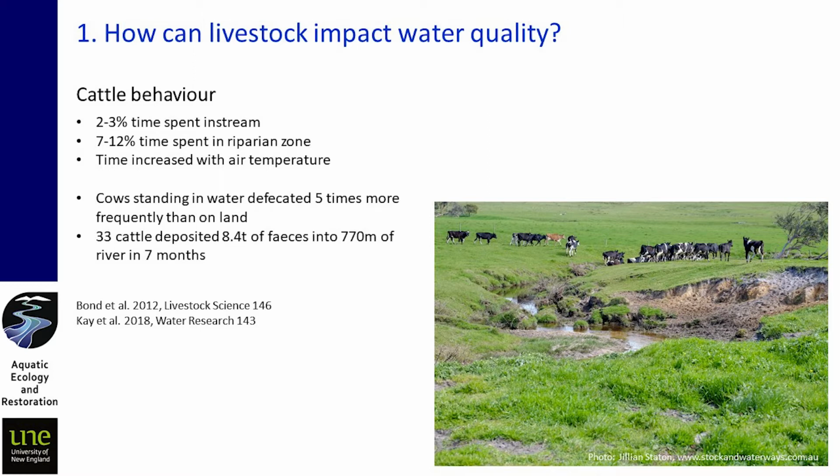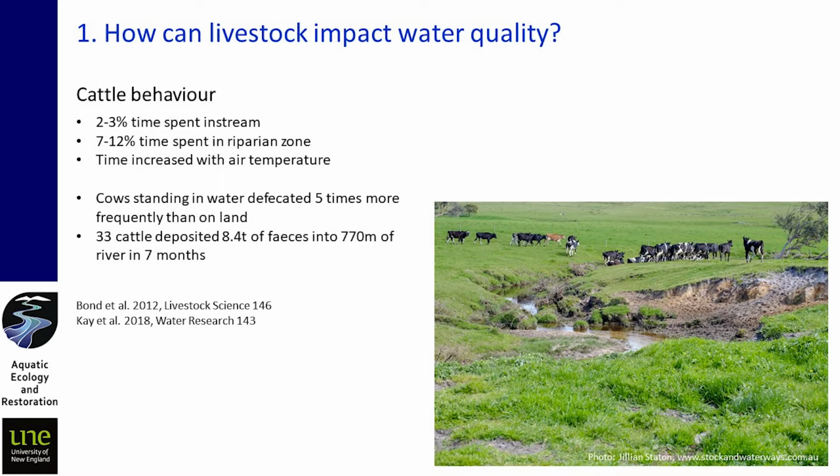The time varied among individual cows, but also it significantly increased with temperature. So the hotter the day, the more the animals were coming into the streams to cool off and drink water, and then they were spending time in the riparian zone trying to make use of the shade.